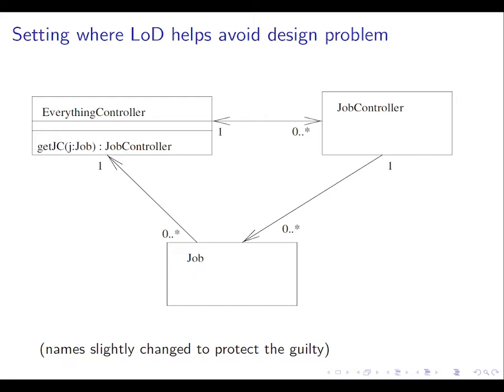Okay, and then we wouldn't have needed this separate get JC operation in everything controller. So it looks as though we've reduced coupling in the class diagram if you only do something as naive as count two-way navigable associations. But we haven't really done anything at all which is helpful.